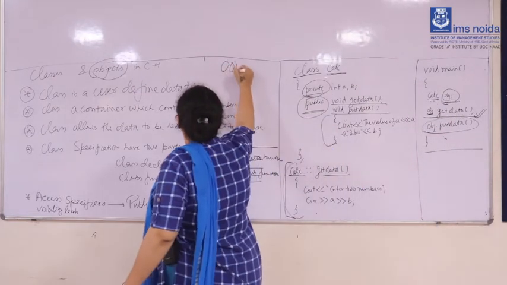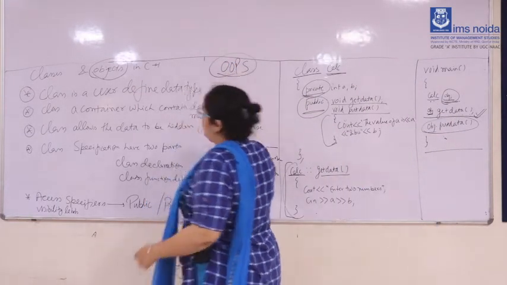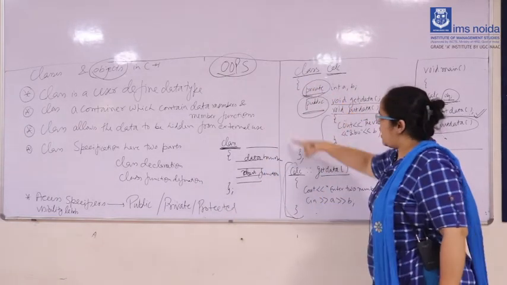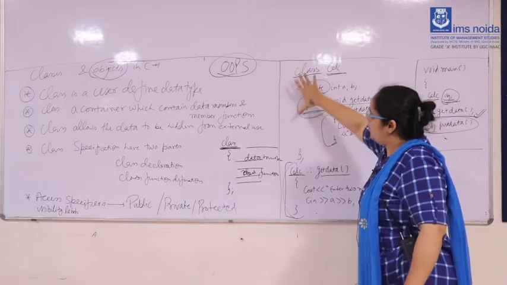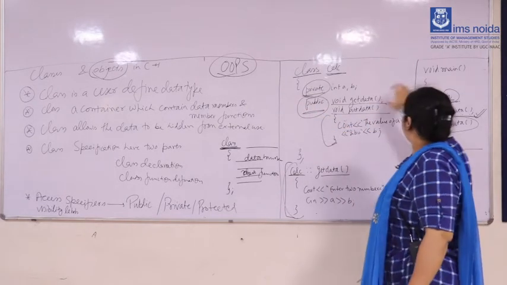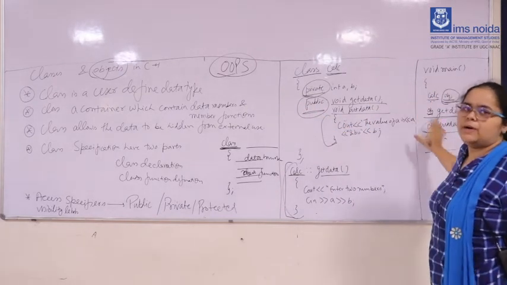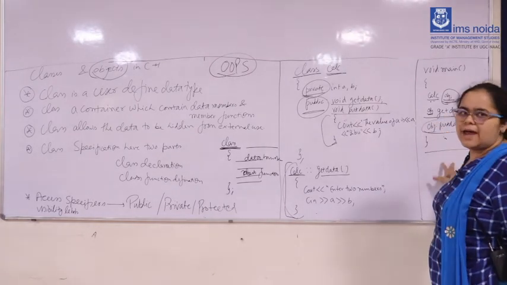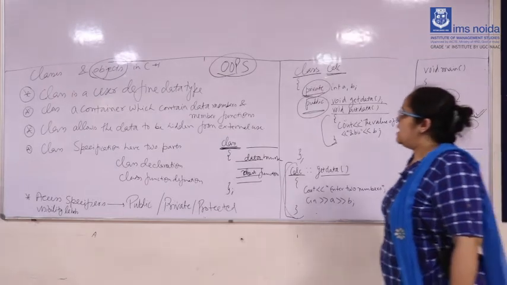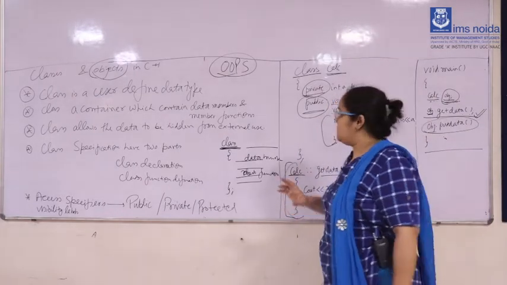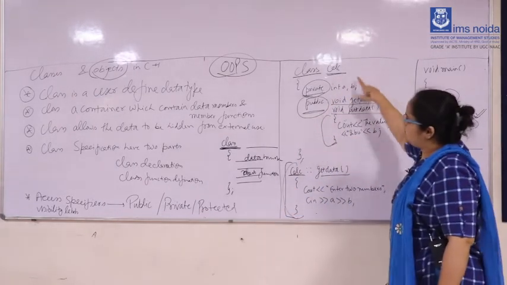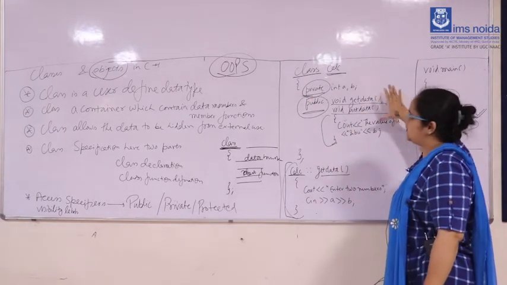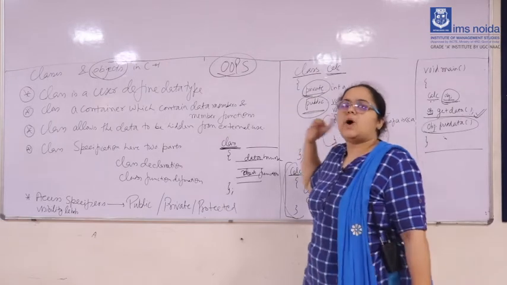OOPS concepts. So when you talk about abstraction, this is the abstraction, that you are maintaining this part in a single unit and the person who is accessing main doesn't have an idea what get data is doing, what put data is doing, and you are getting the output. If you are talking about encapsulation, this is the encapsulation, that you are encapsulating data members and member functions into a single unit, that is called a class.